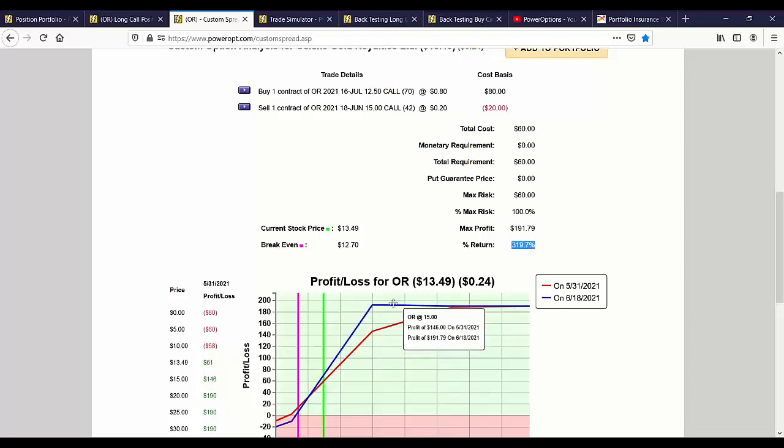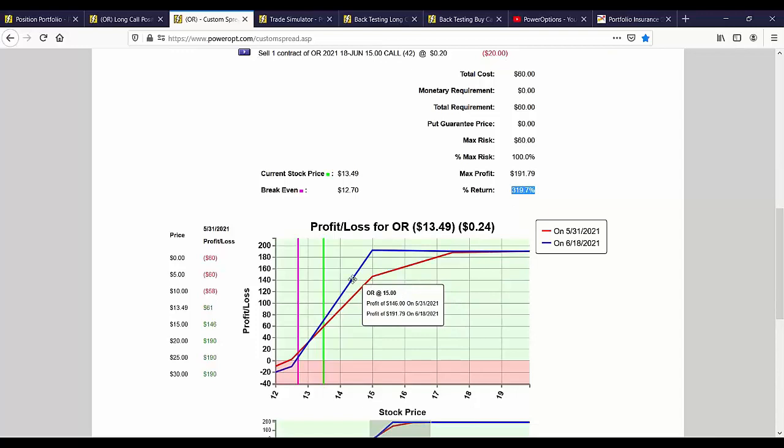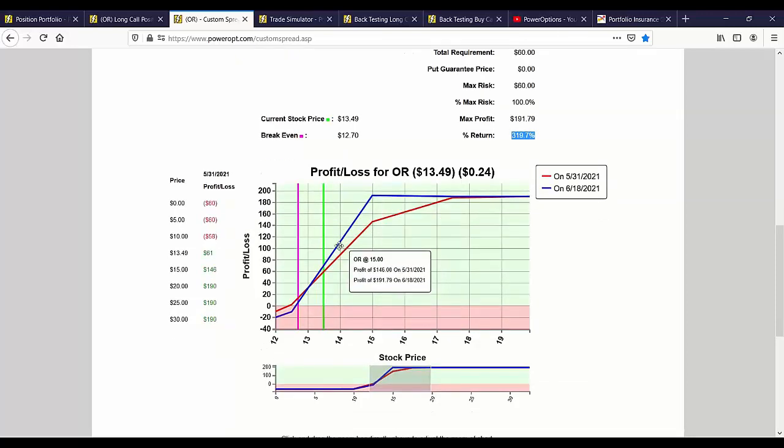If the stock's trading right at 15 or above, I'm still in a reasonable profit. If the stock's still trading at, let me go down here, $14, $12.50 is not that great. It's only $2 profit. So yeah, it's not giving me the 13 or the 14. I apologize for that. But in any case, you can see here at $14, we'd still be at about maybe $105, $110 profit.